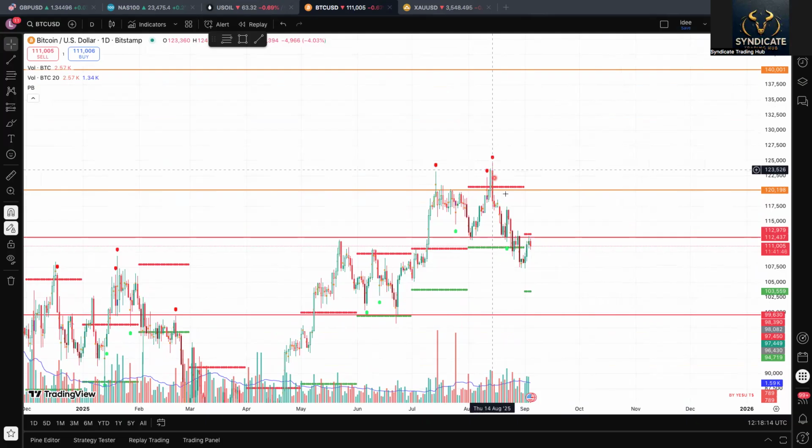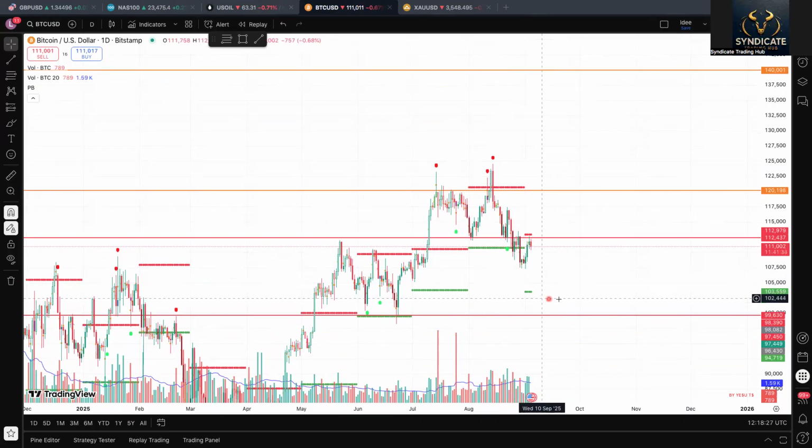Because Bitcoin rejected here, there, and it's rejecting here. So if today turns out to be a bearish day, then you could be looking to sell Bitcoin at least to 107. And if it breaks that, you should be looking at 103. All right. If you break that, then you are coming to test the 99. All right, 99. Okay. So that is it on Bitcoin.